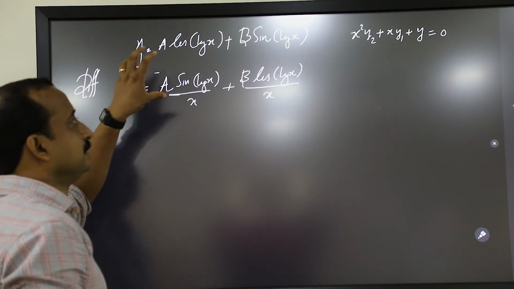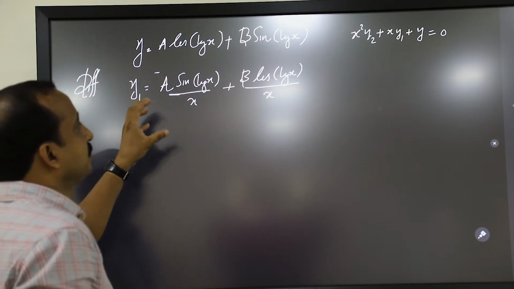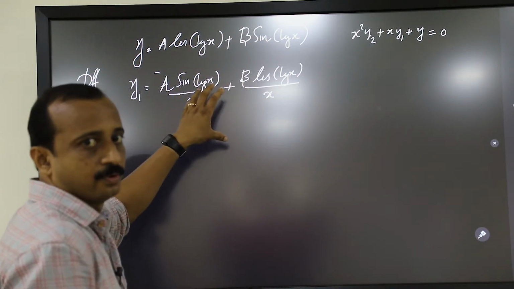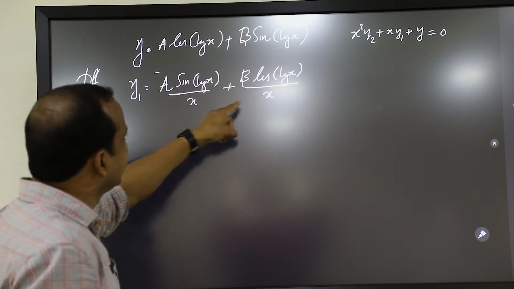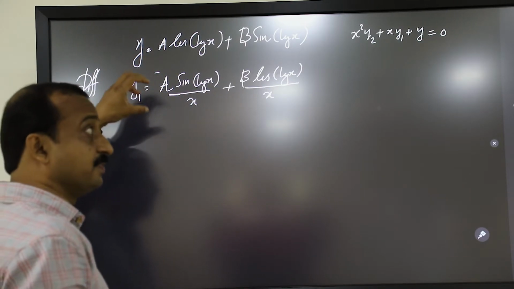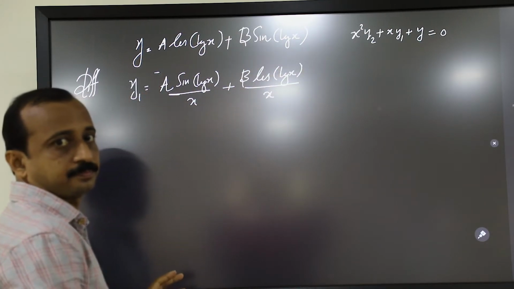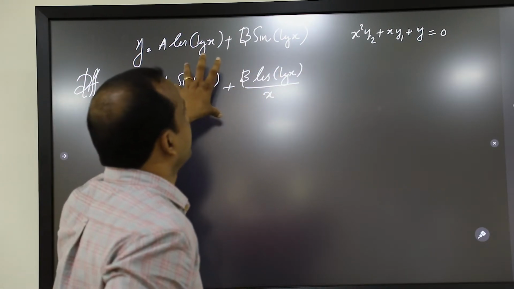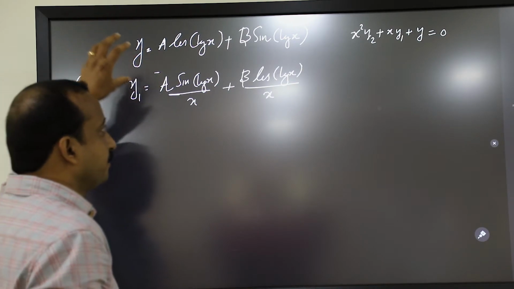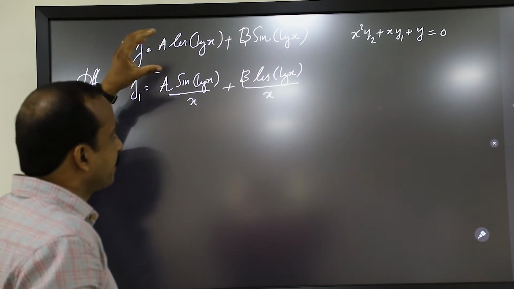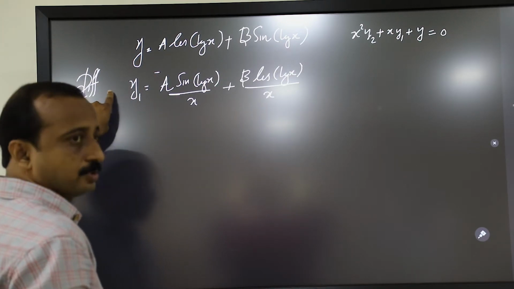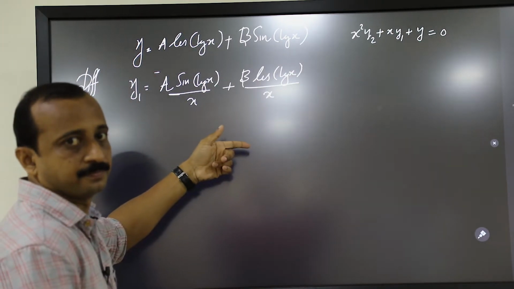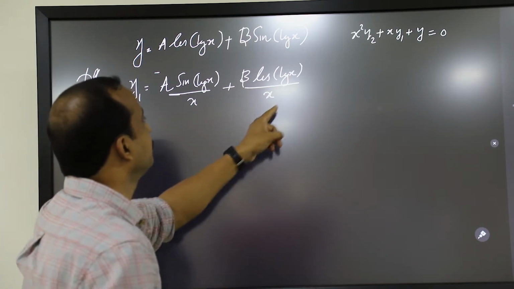You remember, in that case, that if the function on the right side is in fraction form, before differentiating, first we cross multiply the denominator to the left side. Otherwise, it's very difficult to prove this. So first we cross multiply. When the function is in fraction form on the right side, first cross multiply the denominator to the left side, then differentiate. Here the denominator is x.